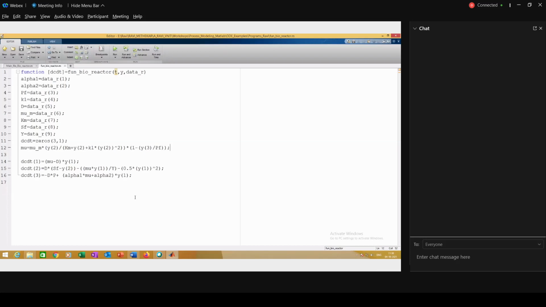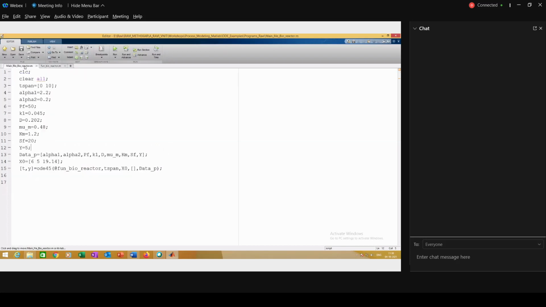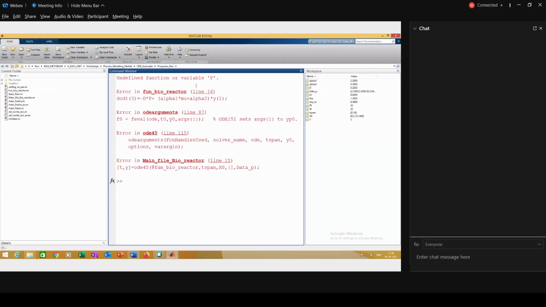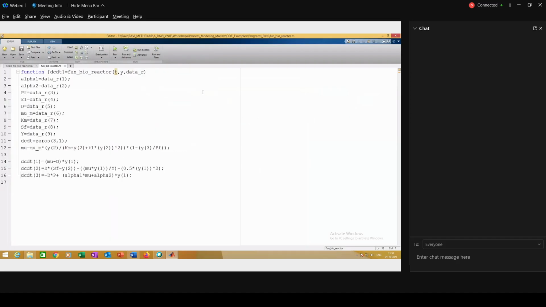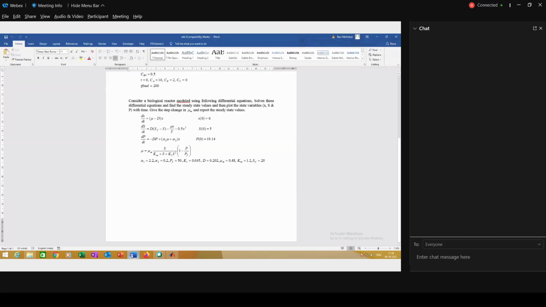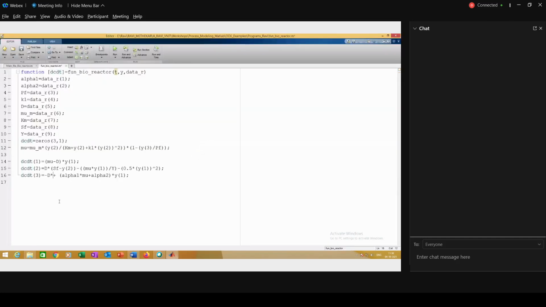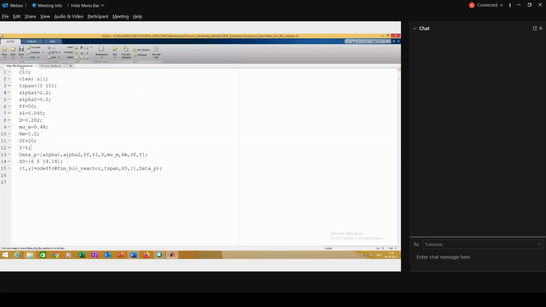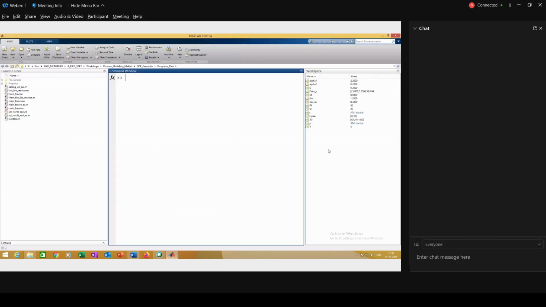Okay, let's run it. Now we might get some errors. Let's expect it. Okay, so we got an undefined variable in the function. We have not got p, because p is a differential equation, so I should write y3 here. Fine. Okay, let's run it.